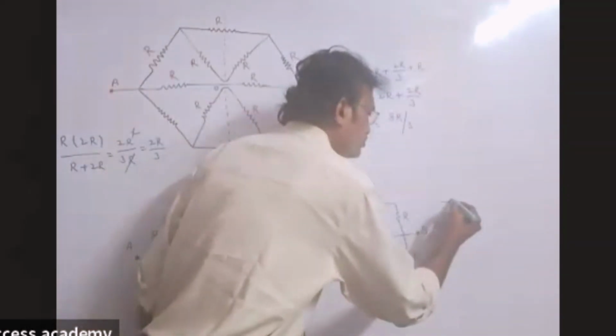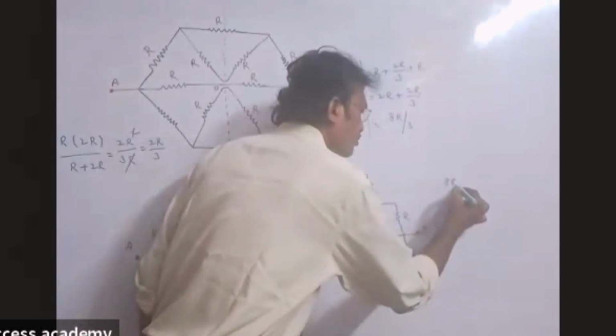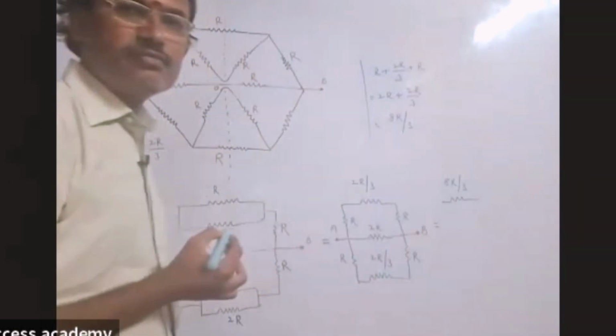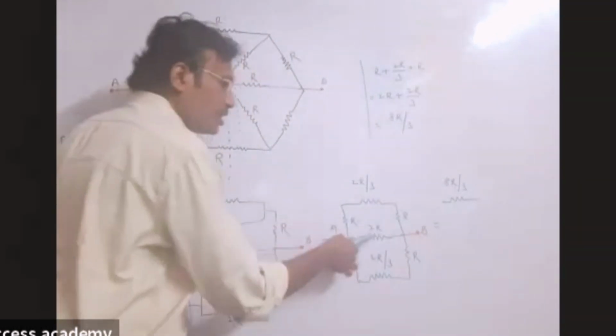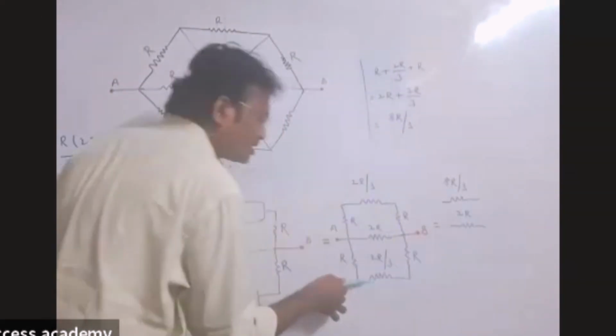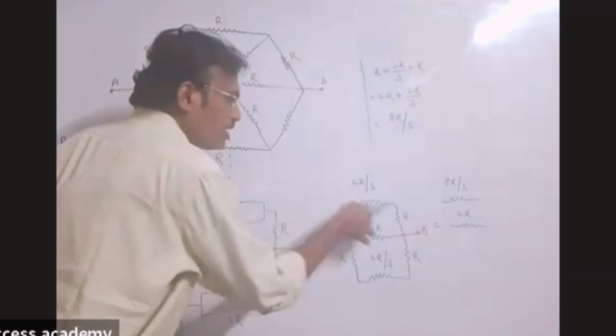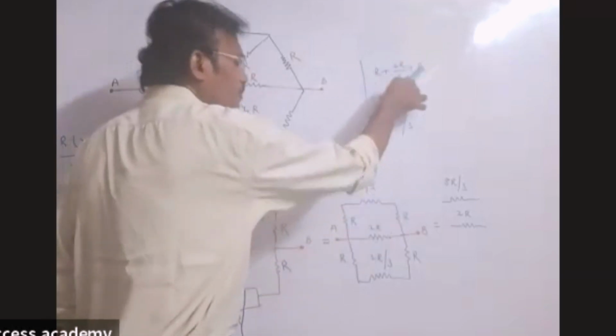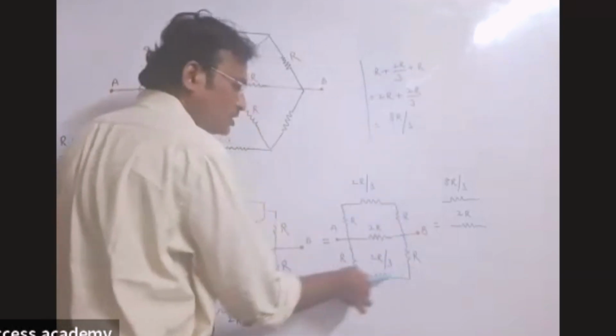See here, 8R by 3. Now, what is this? 2R. And what about this? Again, R plus 2R by 3 plus R. Same symmetric part. That is, what's the value? 8R by 3.